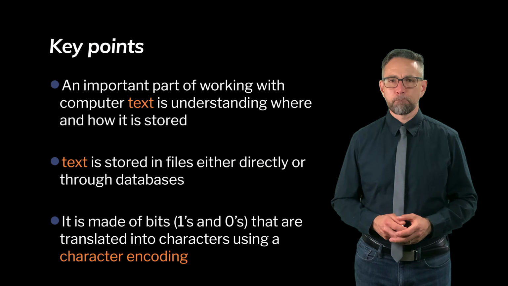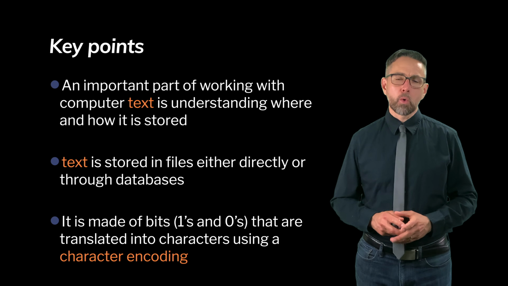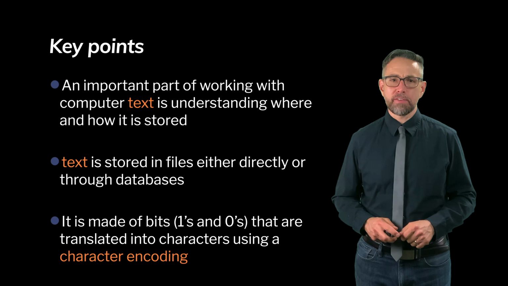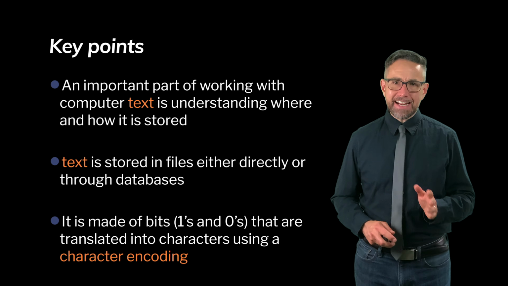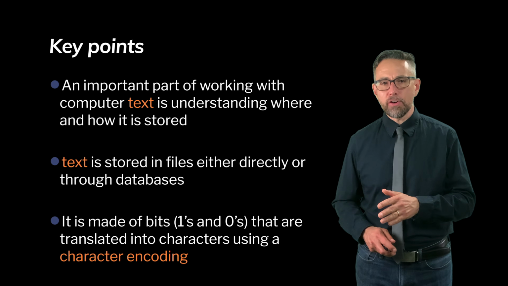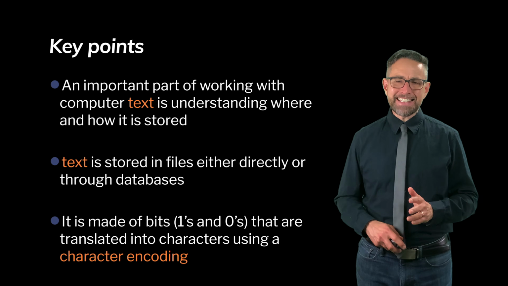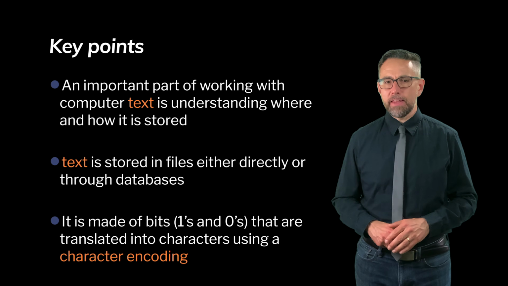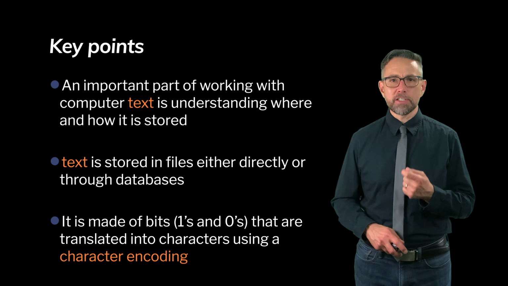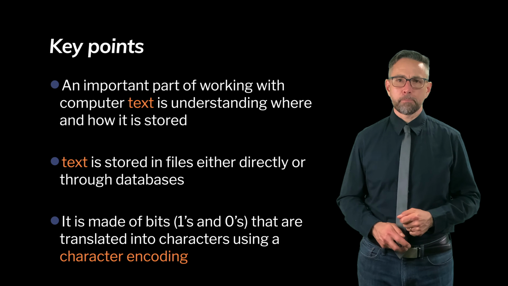Okay, so key points from this lecture. An important part of working with computer text is understanding where and how that text file is being stored. The text is either going to be stored directly on your hard drive or secondary storage, or it'll be stored through databases somewhere. Text is made of bits, ones and zeros, that are interpreted or translated into characters by a program that uses a particular character encoding in order to translate those ones and zeros into letters.